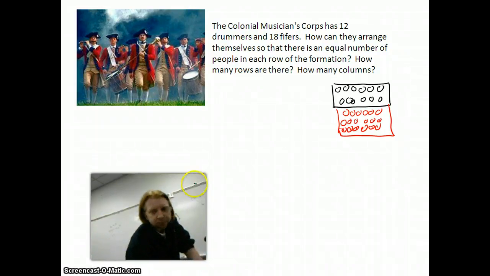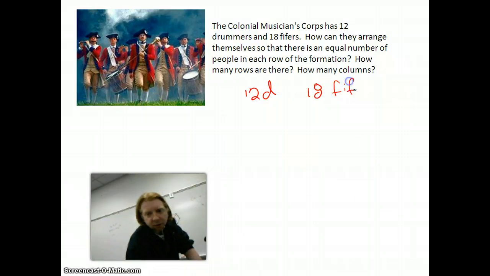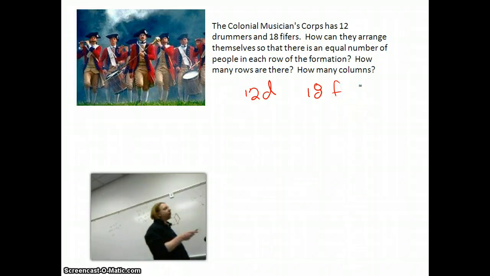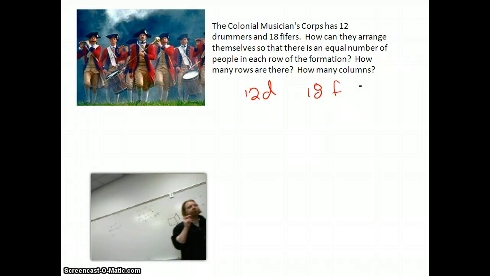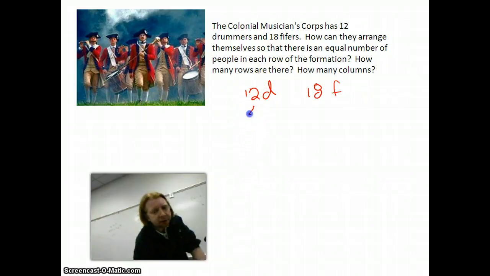So here's the trick. Let me get this out of the way so that's not part of our confusion. What we've got is 12 drummers, 18 fifers. Let's put F. Yes, now you're taking notes again. So the question really comes down to what's the greatest common factor between those two numbers? If you don't spot the GCF right off the bat, break it down.